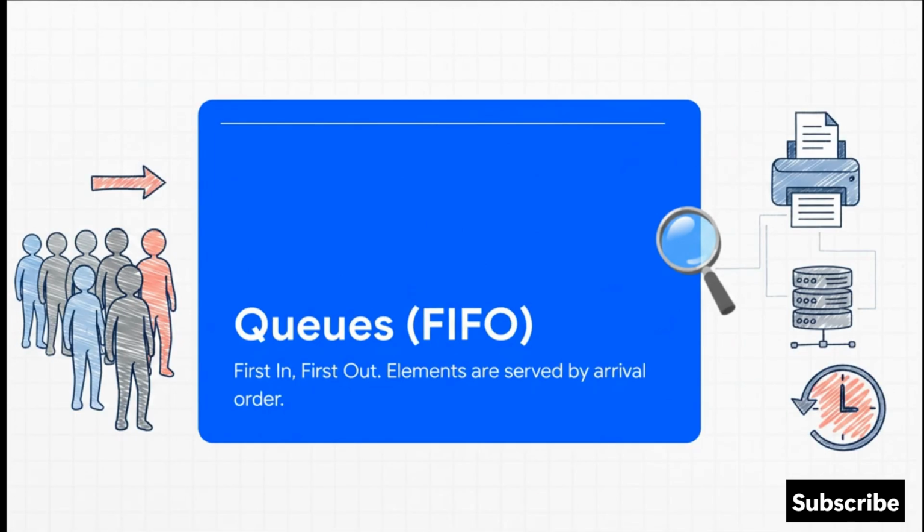Queues, on the other hand, flip the script entirely to FIFO, first in, first out. This works exactly like a real-world checkout line at the grocery store. The first person to enter the line at the back is the first person served at the front. Whenever you click Print on a document, or when an operating system handles background task scheduling, it's using a queue to maintain absolute fairness and chronological order. And again, operations here are an incredibly efficient O of 1.